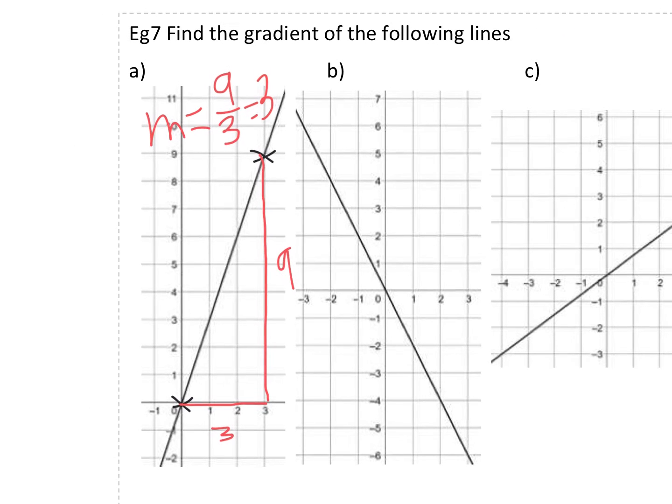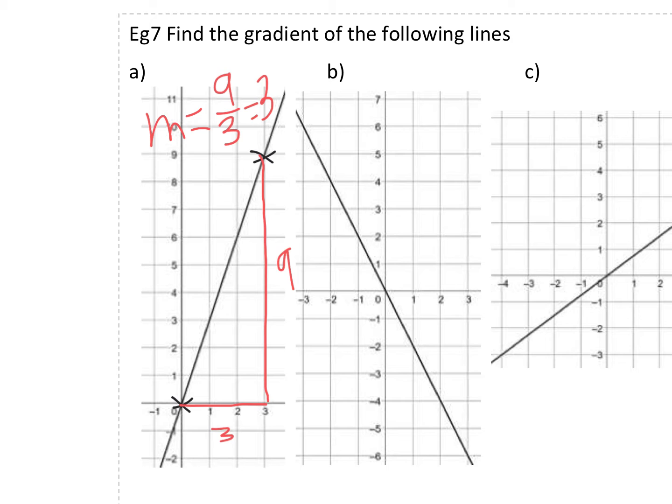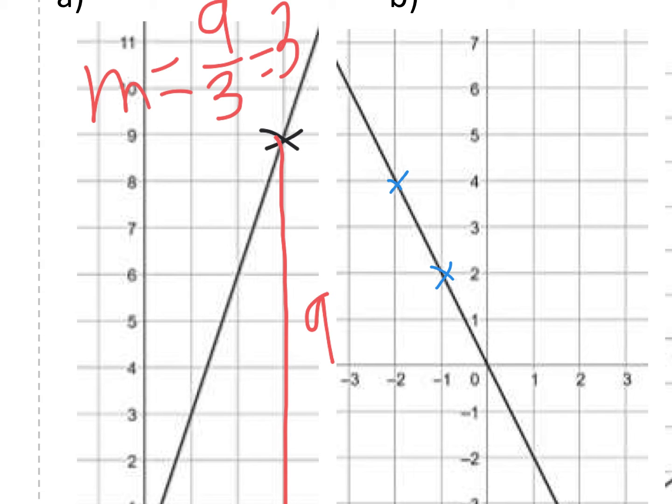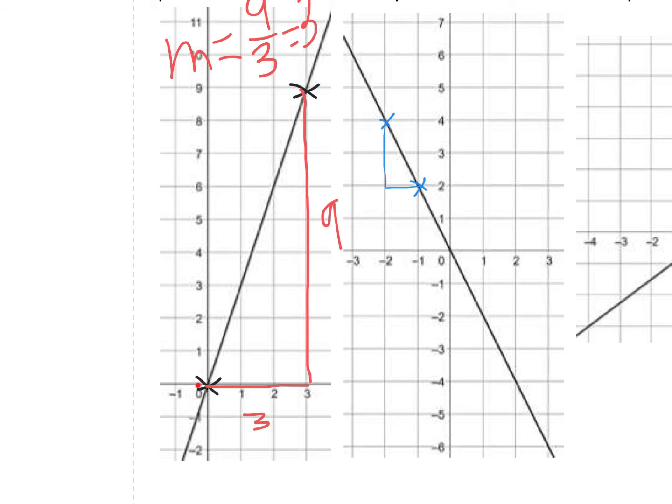Part B. We need to begin by choosing 2 points on the graph. So we're going to choose this point here, minus 2, 4, and this point here, minus 1, 2. And then we draw our triangle in there. When we draw the triangle, you'll notice this time it's going down and to the right, whereas before, the triangle was going right and then up. Now when it goes up, that's positive, but if it goes down, that would be a negative number.